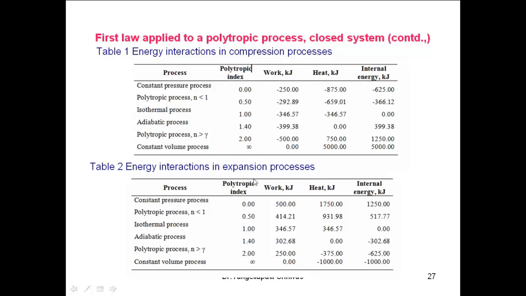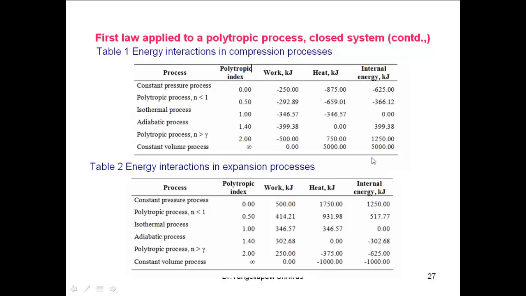And see, these are the results for the expansion process with the same change in polytropic index. In the expansion process, the work is done by the system, that's why all the works are positive. Whereas in constant volume, there is no change in volume, that's why work is 0. For the initial processes, that is n is equal to 0, 0.5, 1, the heat is positive, that is, heat is supplied to the system. There is no heat for the adiabatic process. The heat is negative for the polytropic process with n greater than gamma, and n equal to infinity.